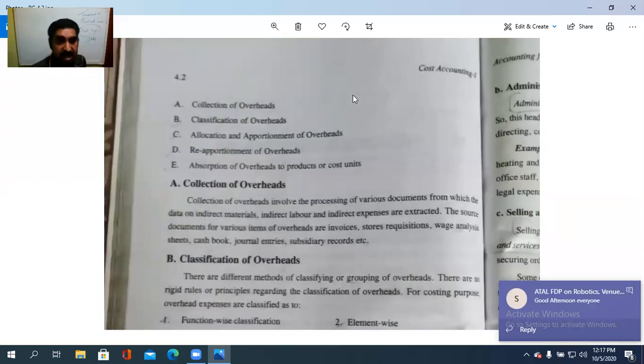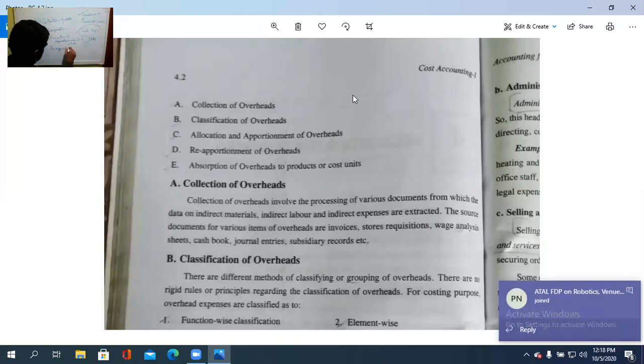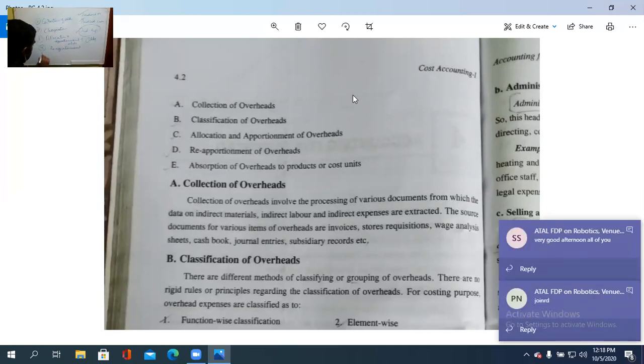One is collection of overhead. Number 2, classification of overhead. Number 3, allocation and apportionment of overhead. Number 4, it is reapportionment of overhead. And number 5, it is absorption of overhead.